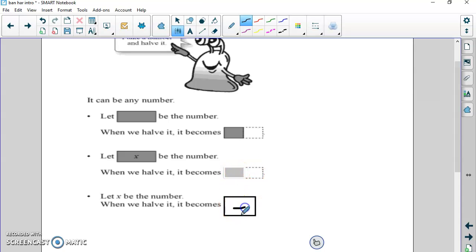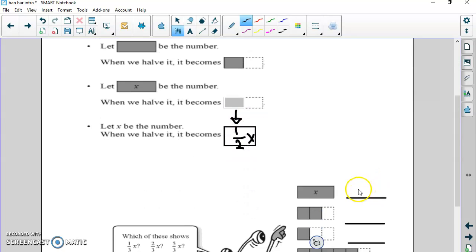Our denominator tells us the number of pieces. So we're going to have 1/2 of x. So this shaded part means 1/2 of x, okay? All right, let's keep going.